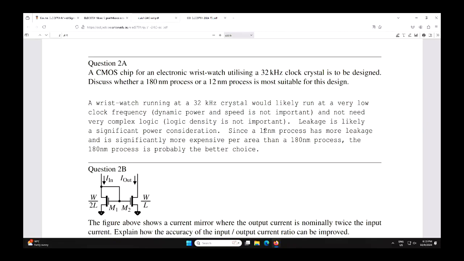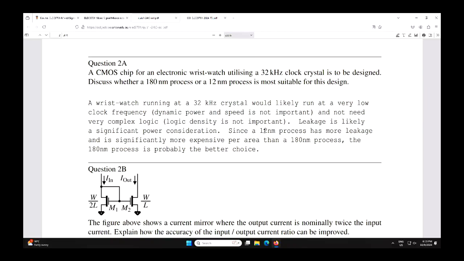So you don't actually need the benefits of going to the low line width. The 12 nanometer would just have more leakage. It's going to be much more expensive for the area that you actually need. So 180 nanometer is a much better choice.